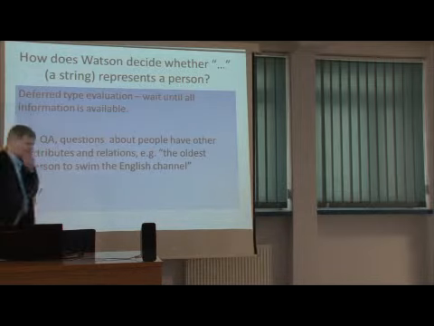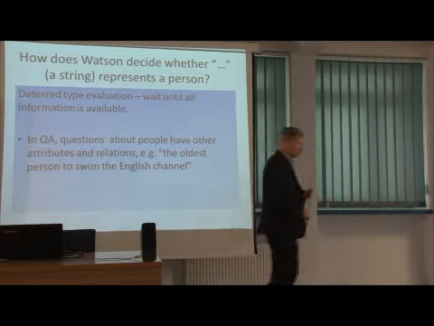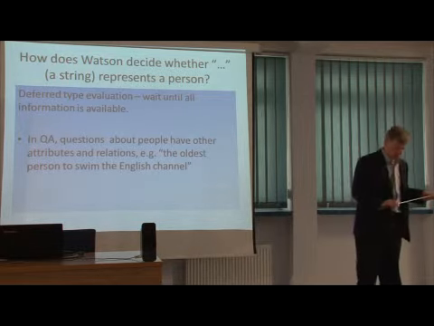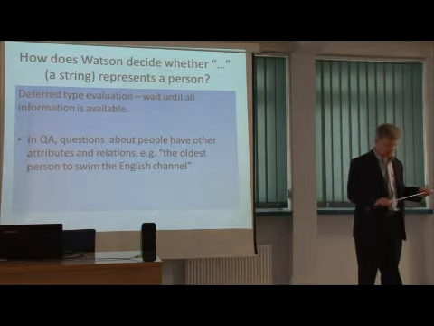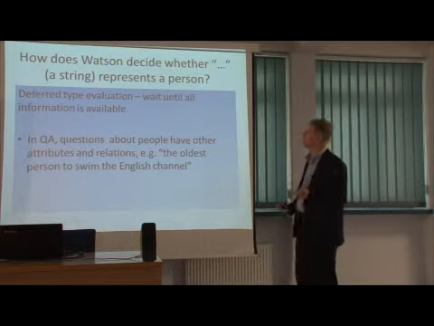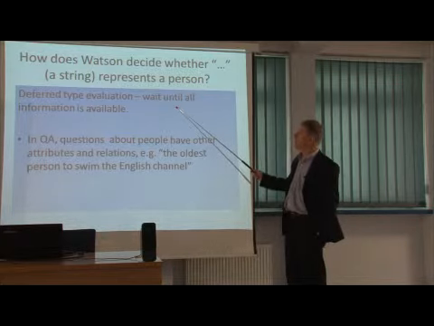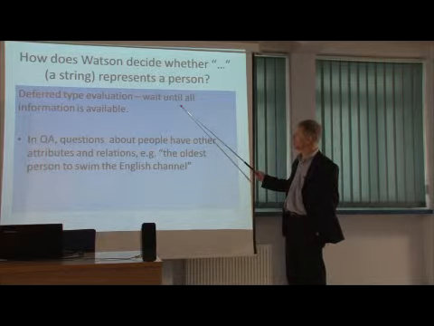So what replaced this method? What replaced this method is called deferred type evaluation, all right? So essentially, decide whether something is a person or a city when you have all the information that's available about this particular string, all right?